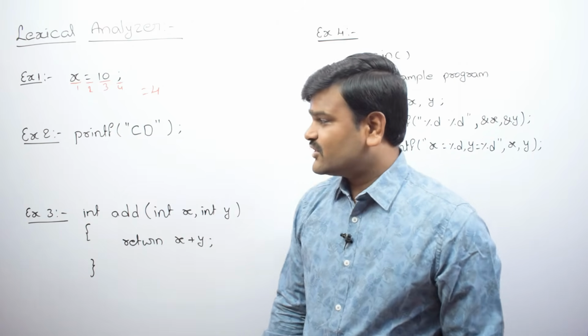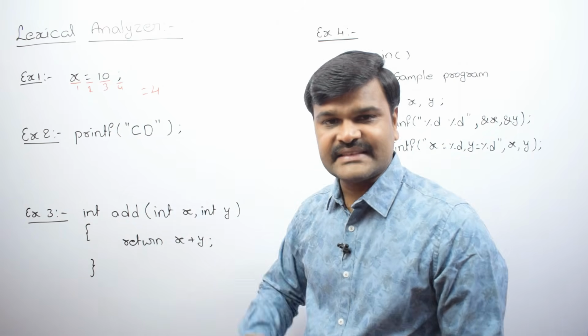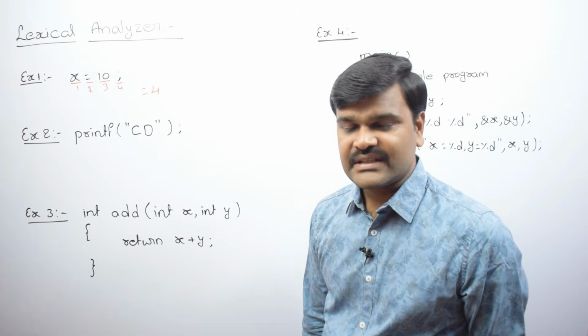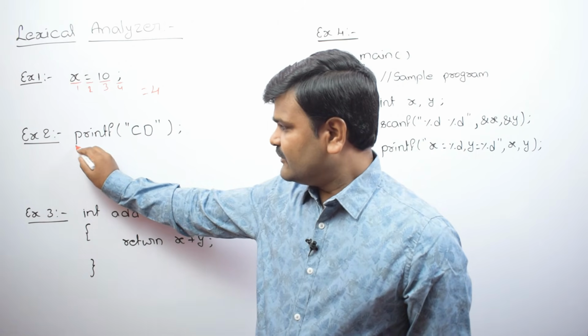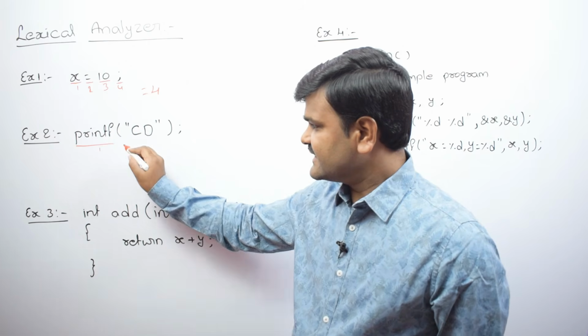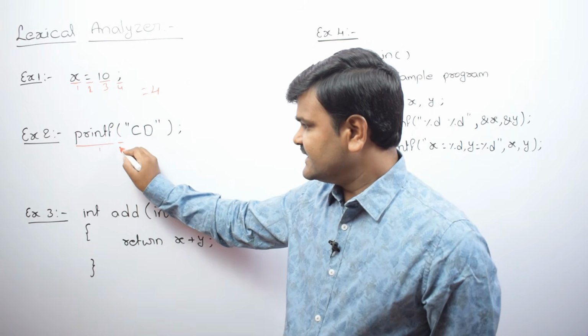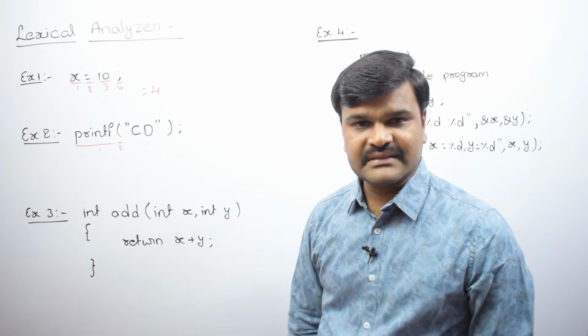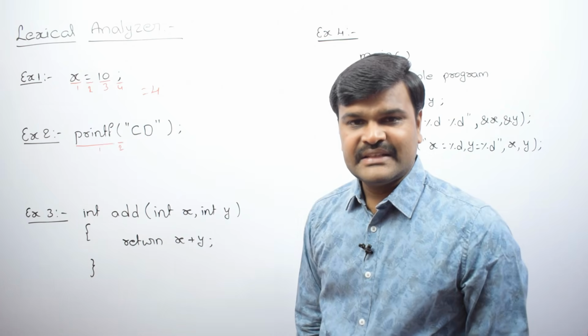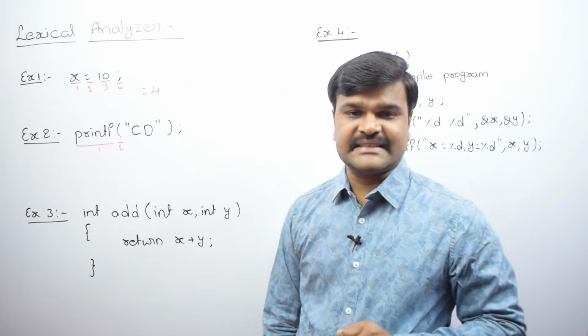Okay. In the same way, here how many tokens are there? Let us try to find out. Here, printf is one token. Next, the open brace is one token, the second one. What about this part? We already discussed it.